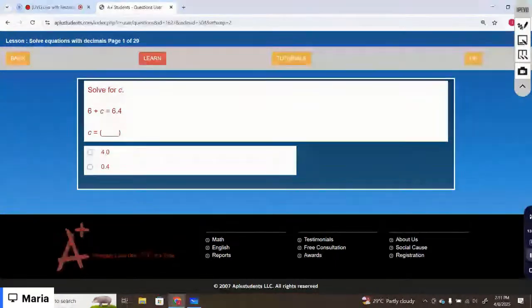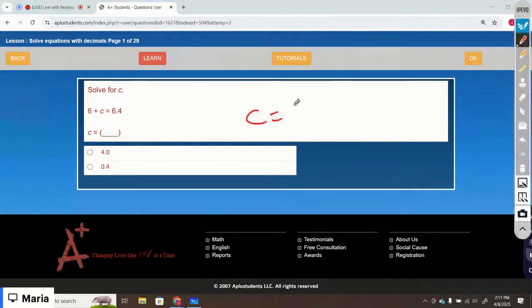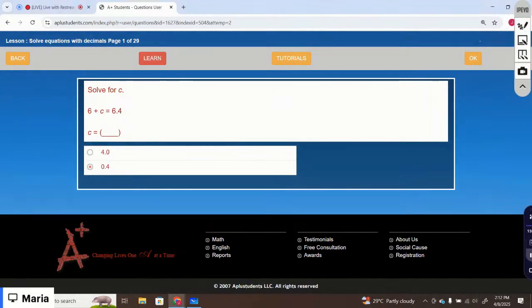Solve for c. So 6 plus c equals 6.4. c equals 6.4 minus 6. So that is 0.4. Option number 2 is the correct option. That is 0.4.